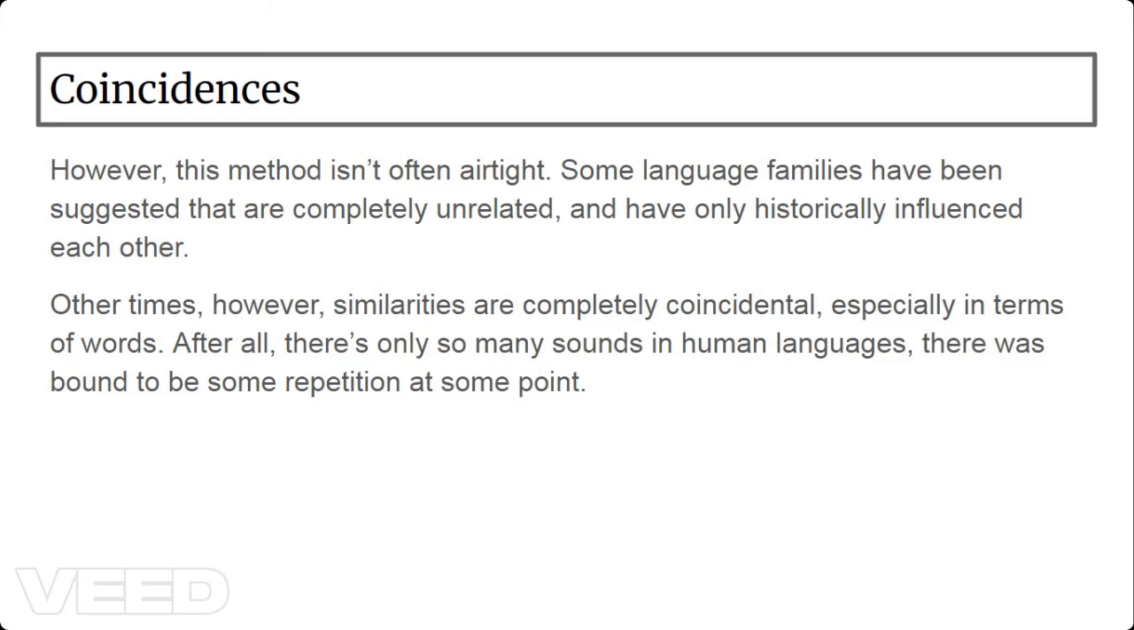Other times, however, similarities are completely coincidental because these languages have not at all interacted with each other in any time during ancient history. This is quite common in terms of words because there's so many sounds in human languages, there is bound to be some repetition in different languages at some point. So let's take a look at some of these astronomical coincidences now.